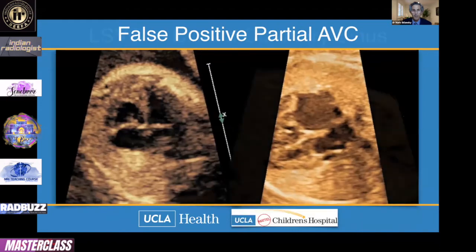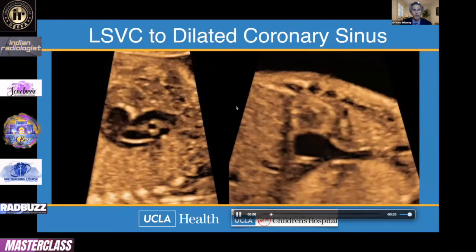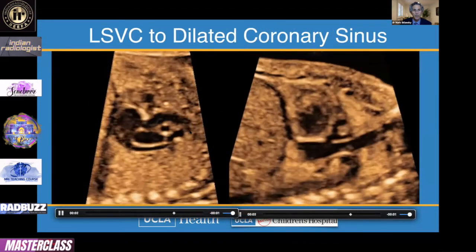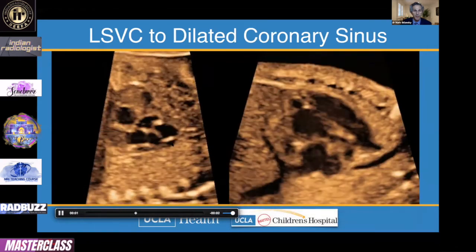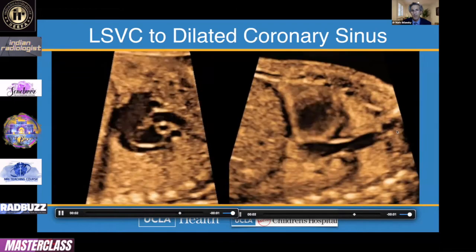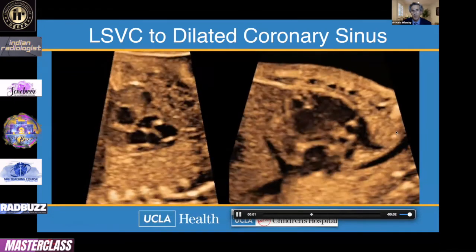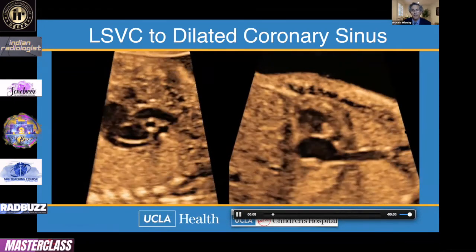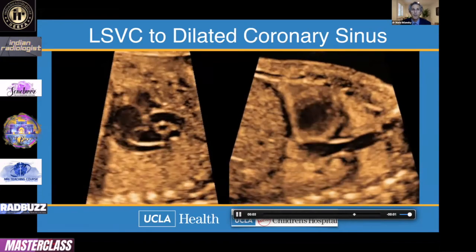I think I have a diagram here. I'll show you one more. LSVC to a coronary sinus. You can see on the left, you can see the LSVC to the coronary sinus. And on the right, you can see the RSVC and then the LSVC, bilateral SVCs. So that could give you a dilated coronary sinus.